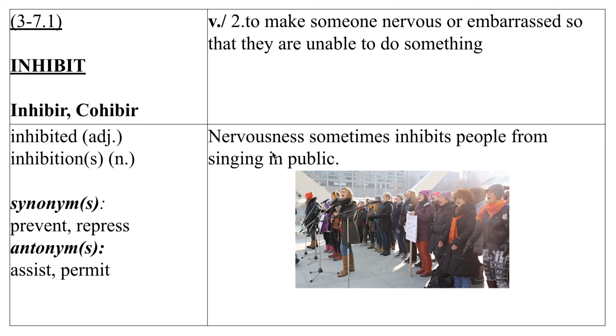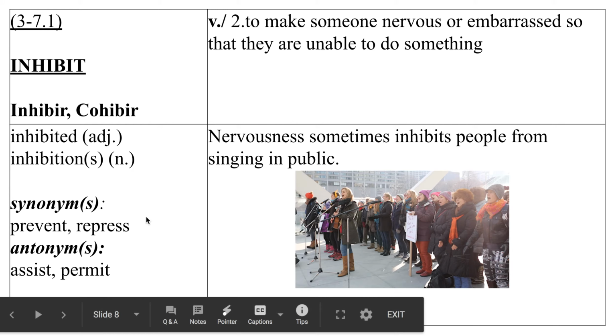People often will understand the basic meaning with this one, but it's not just the meaning. You have to get the right words in the right order. You also have to have inhibit a person, and then from, and then what it is that you're not able to do. Synonyms for inhibit: prevent or repress. Antonyms: permit. I don't really like assist, actually. I'm going to get rid of that. But permit would be the opposite of inhibit.